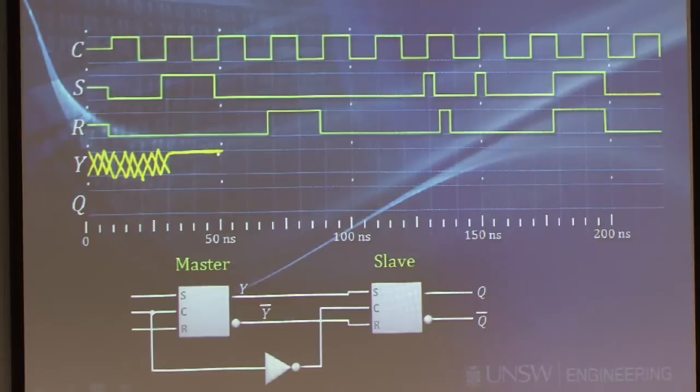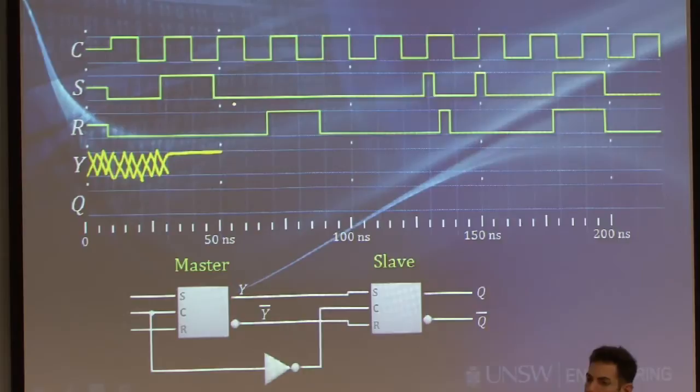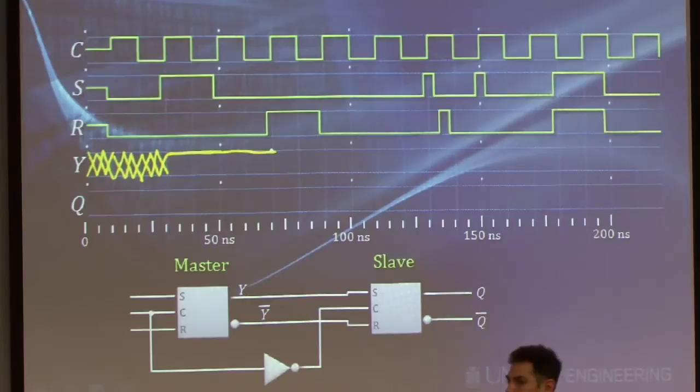Then the clock goes high again. The master is enabled. And we're observing both S and R are in their low state. When both of them are zeros, we know it just means keep whatever you had. Well, now I know what I had, because I was in the set state. So we'll just keep this set state while the clock is high, and definitely while the clock is low, because when the clock is low, I'm keeping whatever I had.